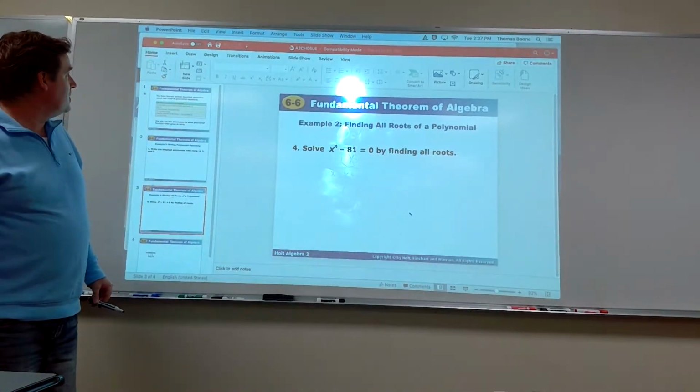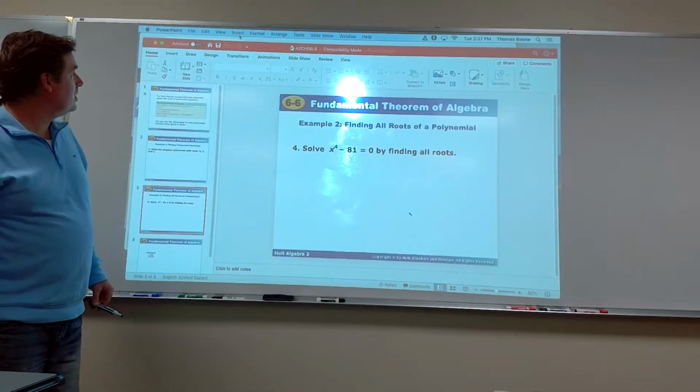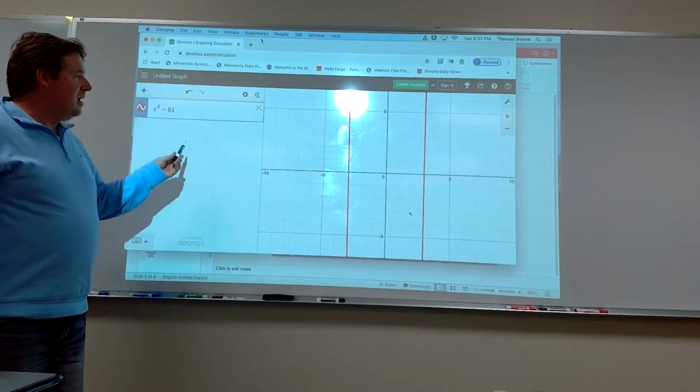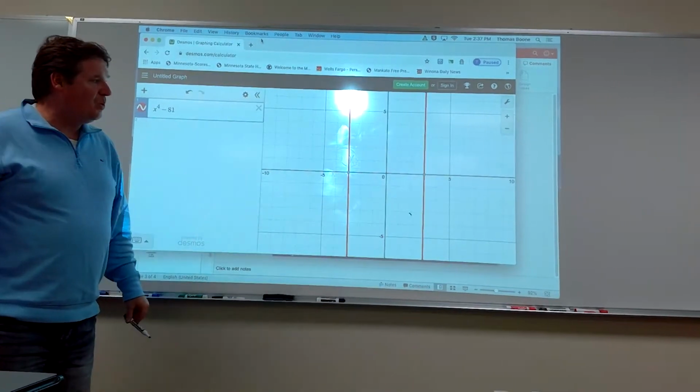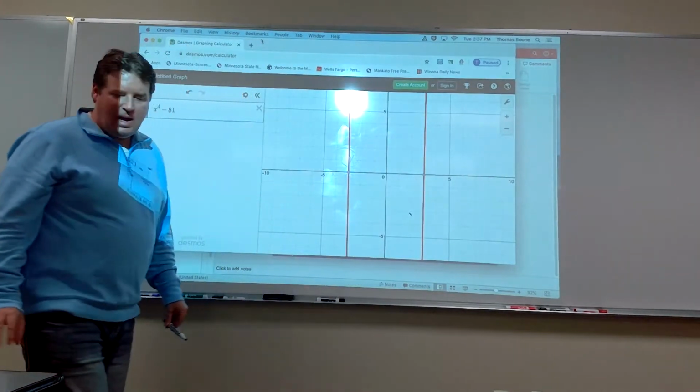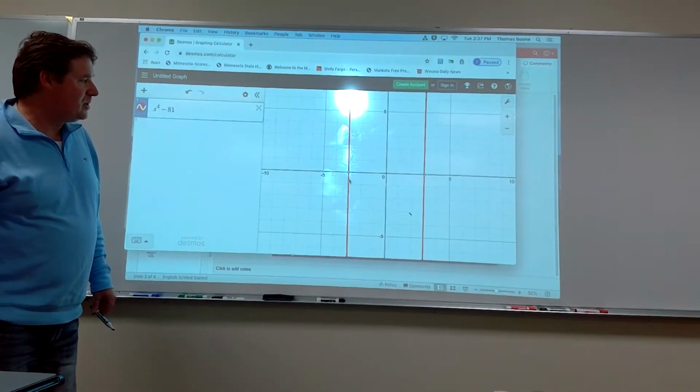Now our friend Desmos is certainly a great tool to use. And again, as we click on that, there it is. So we type it in, we graph it. Now we can see here we were maybe thinking there could be 4, but there's only 2 real roots. And if we click on those, we see that those are indeed -3 and 3.